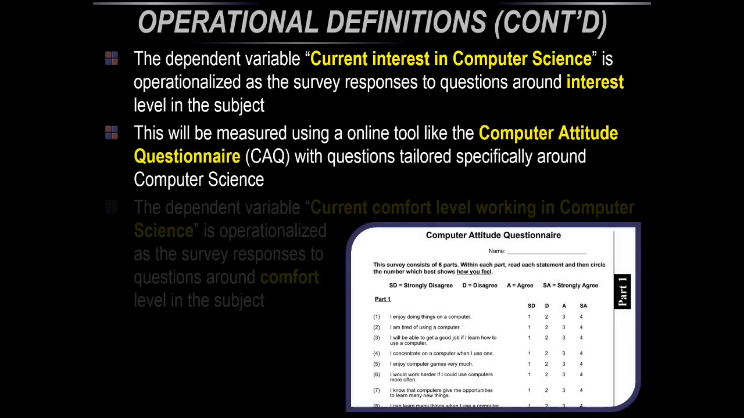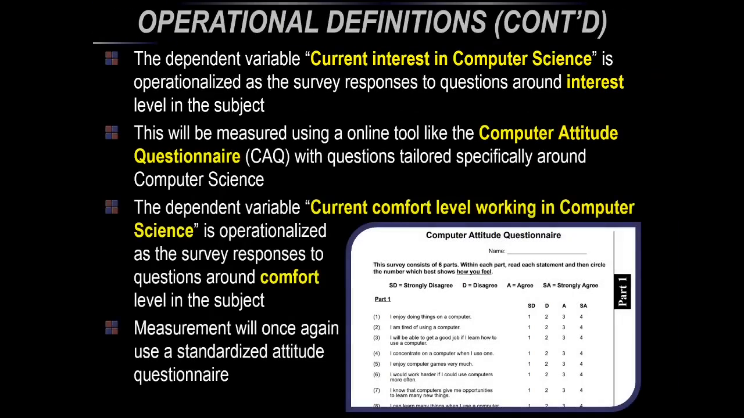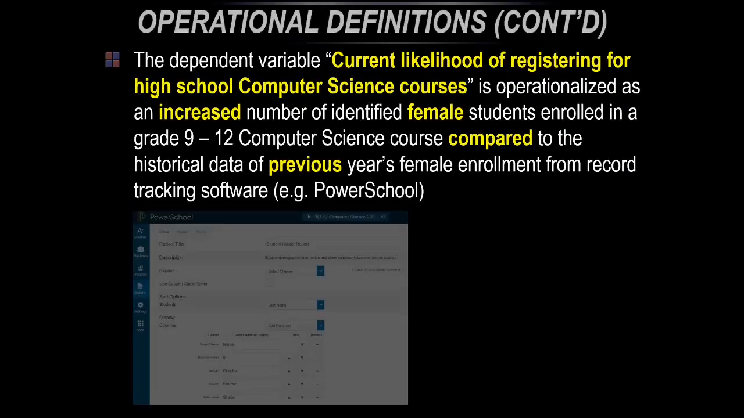The second dependent variable, current interest in computer science, I will operationalize as the survey responses to questions around interest. This will be measured using an online tool very much like the Computer Attitude Questionnaire, or the CAQ, with questions that specifically get tailored around computer science. The third dependent variable, current comfort level working in computer science, will also be operationalized in the same way, as survey responses around comfort level in that subject area. Measurement again using that standardized questionnaire.